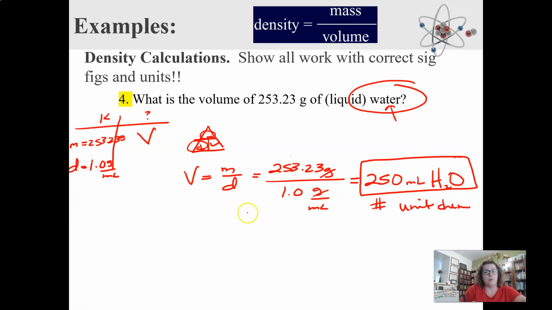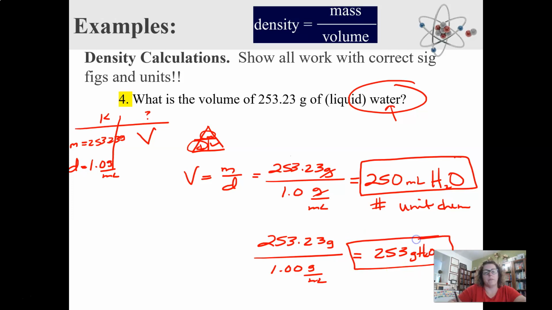Now, if you do 3 sig figs for that density instead, so if you showed it like this, 1.00 grams per mil, then you have 3 sig figs instead. So then 253, and then grams of the water. As long as you're consistent, you get the answer for either one. But if you only do 2 sig figs, then your answer would be 2 sig figs.